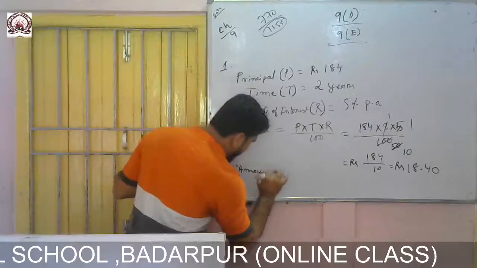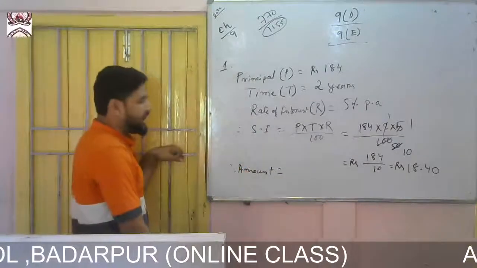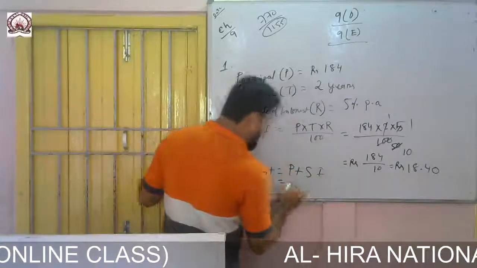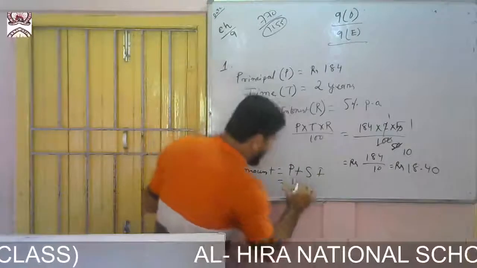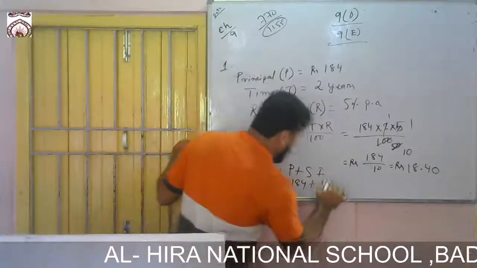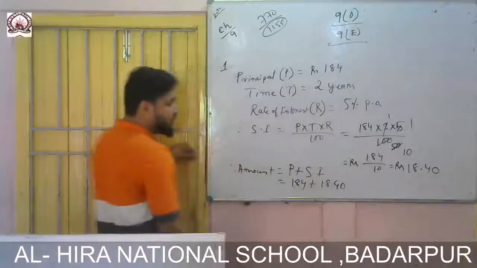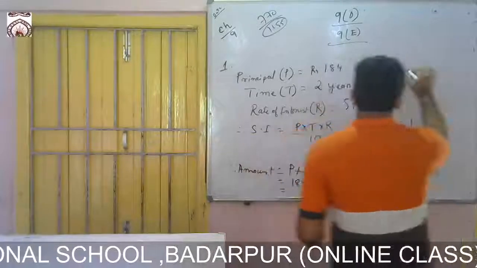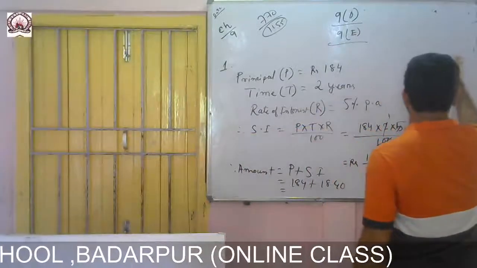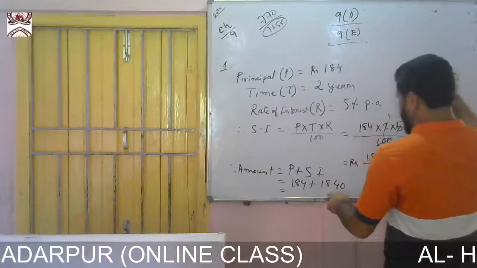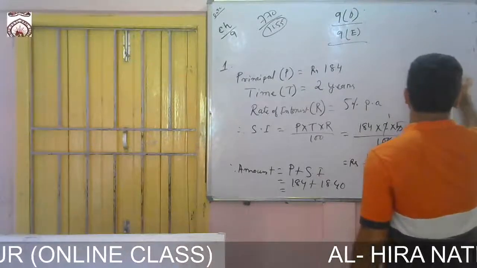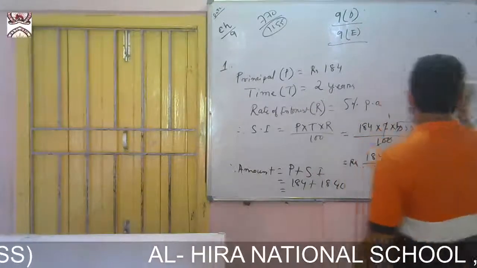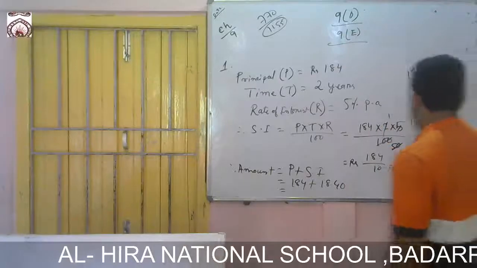Therefore amount. The amount formula we know: amount is principal plus SI, that we found earlier. So principal is given 184 plus SI 18.40. Now add it and you'll get the answer. 184.00 plus 18.40. Here 4 plus 8 plus 4 is 12, 8 plus 1 is 9 and 1 is 10, 1 plus 1 is 2, 0, 2.40.